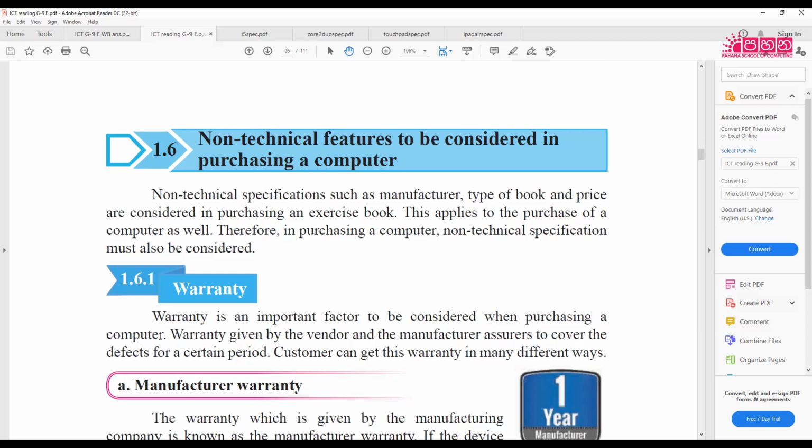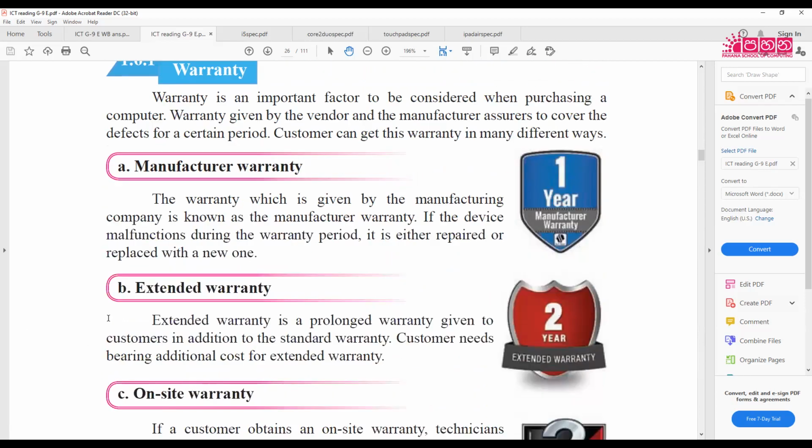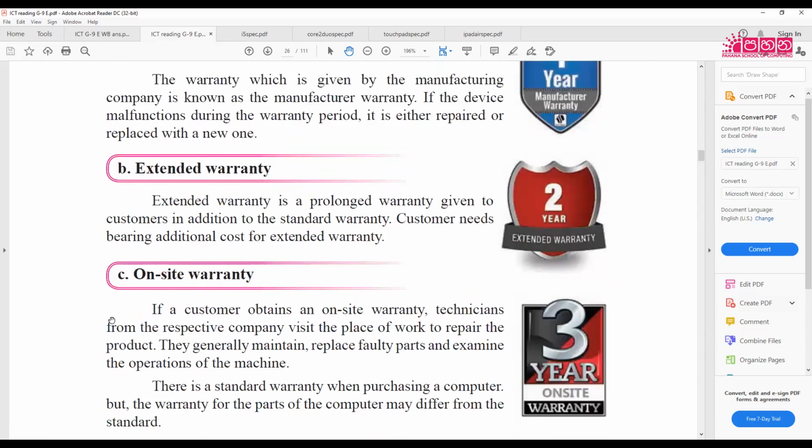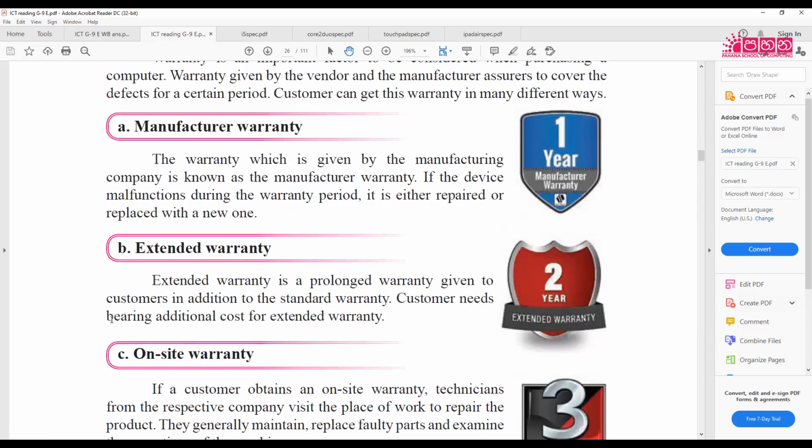So when you're purchasing a warranty, that means the manufacturer will give you coverage if something goes wrong. Usually warranties are 1 year, 2 years, and you can even have extended years like 4 years if possible. When you talk about warranties, there are three types. The first one we call manufacturer warranty. If something goes wrong in the manufacturing process, they will either repair or replace the machine with a new one.